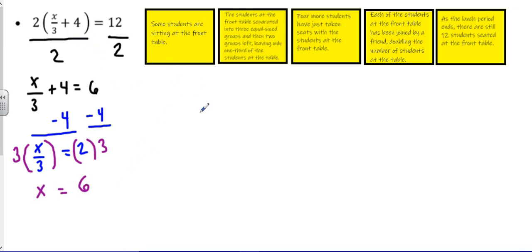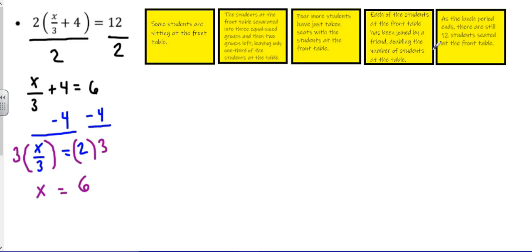A quick summary, remember, whenever you're working with variables, you need to define your variable. Never lose track of what x represents. It'll help you through the solving process. Also, when you're setting up your equation, remember we were working forwards when we were setting up the equation here. So x divided by 3, the first thing that happened was the dividing by 3, and then the plus 4, and then the multiply by 2 to get to the answer.